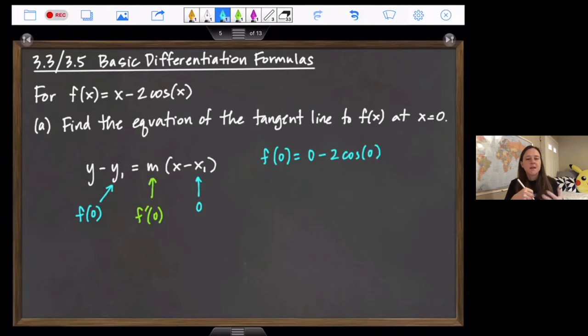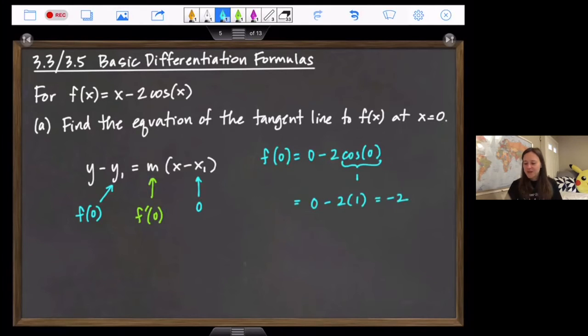Thinking about our unit circle, if you want to pull it out and take a look at it, cosine of 0, 0 is over on the right-hand side of the unit circle on the x-axis, and our x-coordinate there, our cosine of 0, is equal to 1. So our function value is 0 minus 2 times 1, or negative 2.